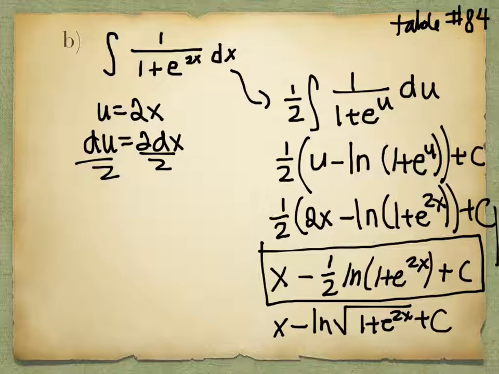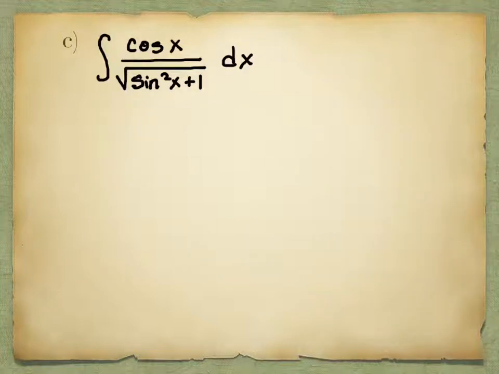Okay, ready for the third one? Cosine of x over the square root of sine of x, or sine squared of x plus 1. Okay, Caesar, this one's a little harder just for you because you asked. You've got to find something that looks like this. Which one? Did somebody find one?